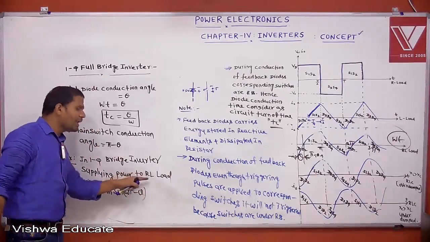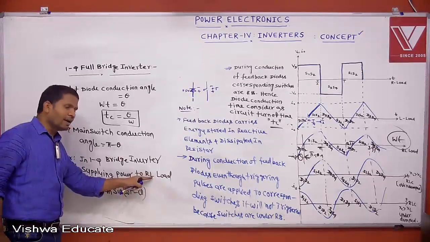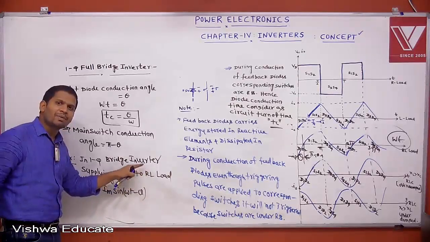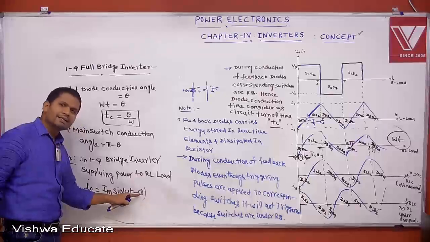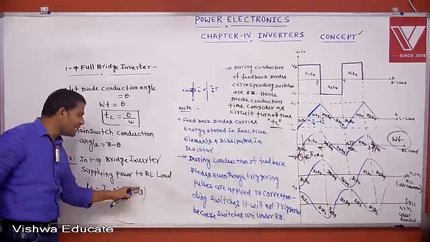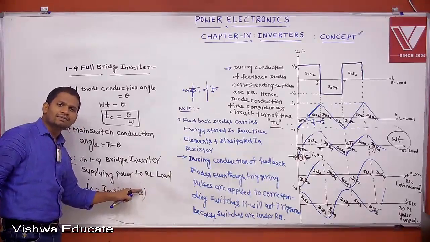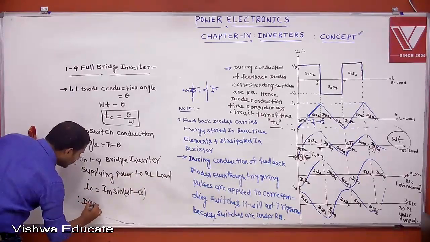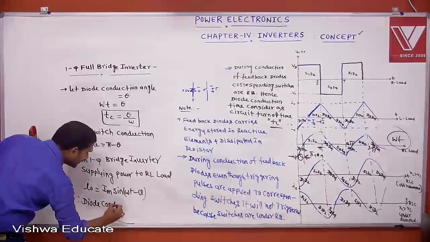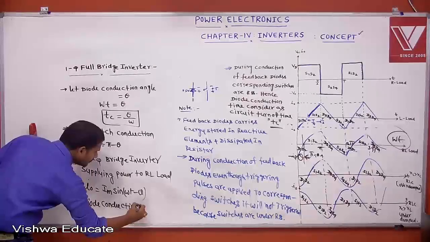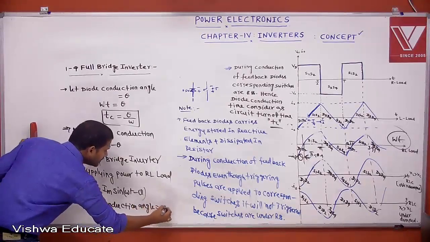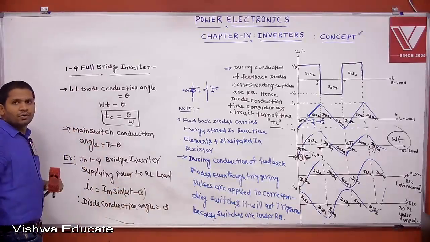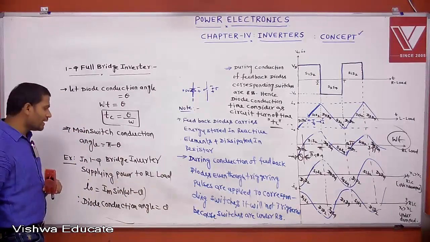Supplying power to an RL load means lagging current. These lagging currents are supplied by which one? The diode. This theta is the lagging angle, so theta indicates the diode conduction angle. Therefore, the diode conduction angle is theta. If the angle is given like this, it is taken as the diode conduction angle.